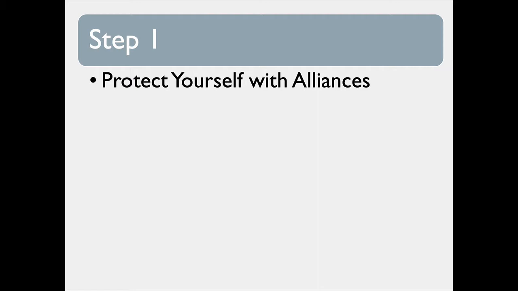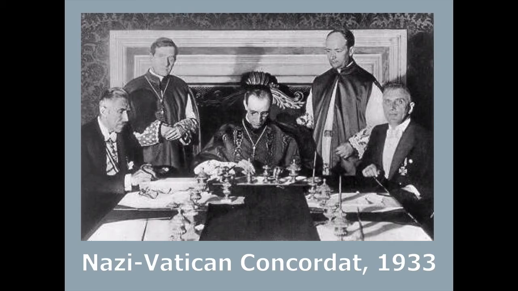And there were a number of different alliances that the Nazis would make in the mid to late 1930s, beginning with the Nazi Vatican Concordat in 1933. So what we have here is an agreement between the Catholic Church and the Nazis to sort of stay out of each other's way.